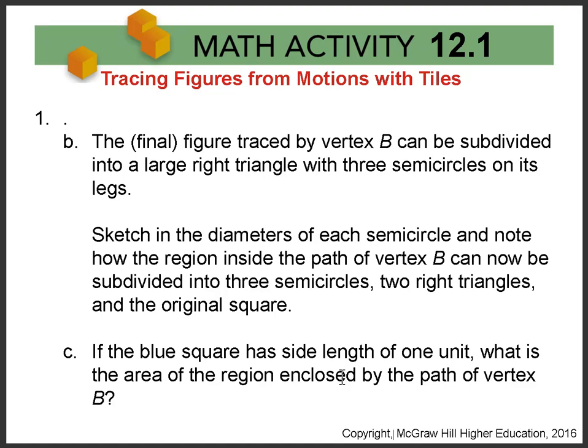In part B, the final figure traced by vertex B can be subdivided into a large right triangle with 3 semicircles on the legs. Once you've actually sketched that path, that shape will make a little more sense to you. Sketch in the diameters of each semicircle and note how the region inside the path of vertex B can now be subdivided into 3 semicircles, 2 right triangles, and the original square.